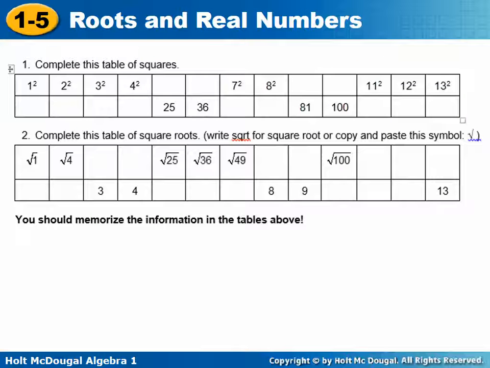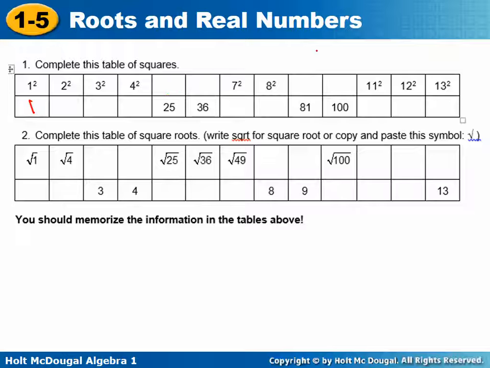So on your worksheet, one of the first things you have to do is complete this table. Obviously you could go back to the video and pause it and see what you should get. But you should have these memorized. So the first table is the squares. If you take 1 and square it, you'll get 1. And so on. You're going to go all the way across and go all the way up to 13. 13 squared is 169, so you'll write that down here.